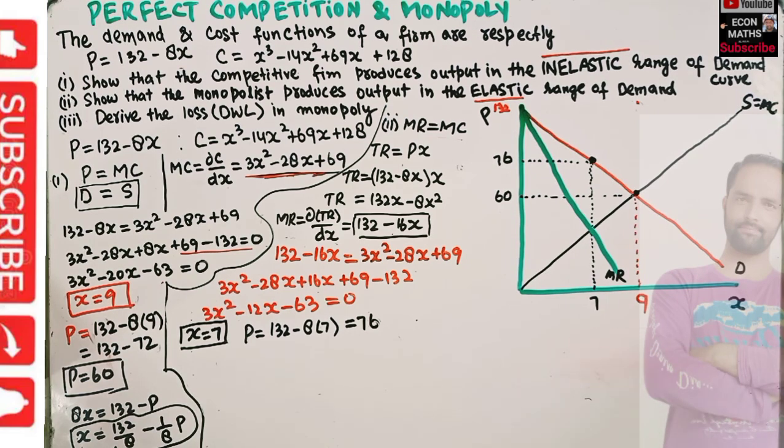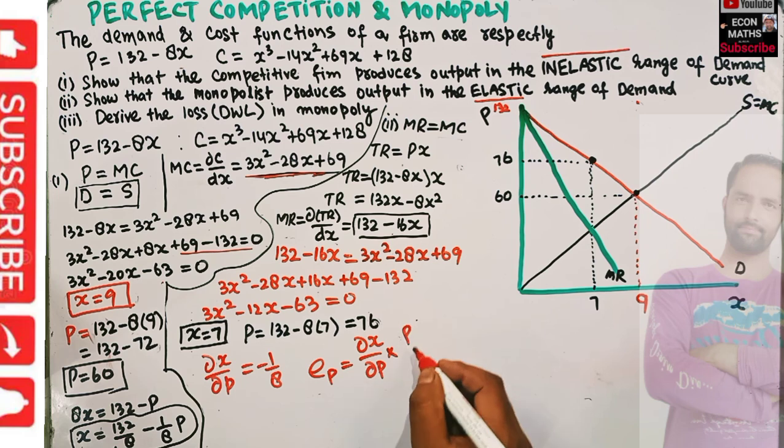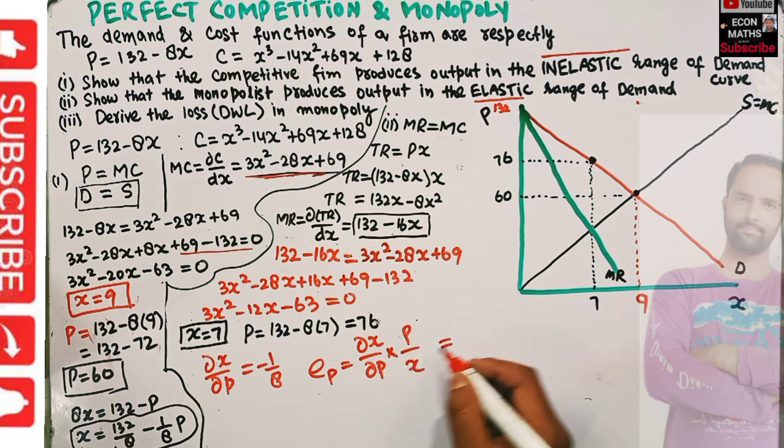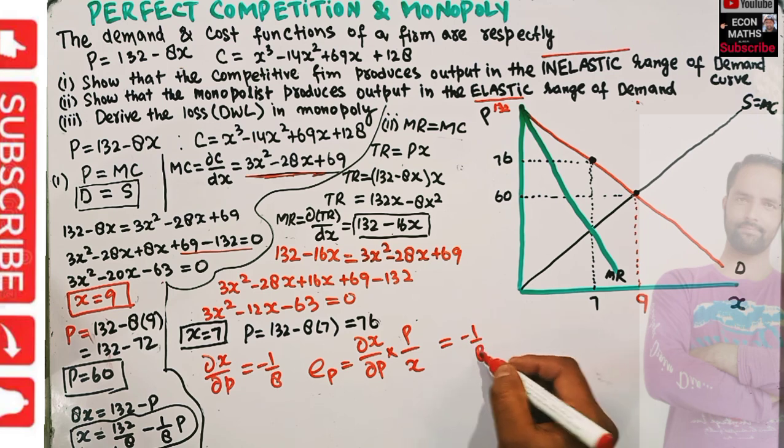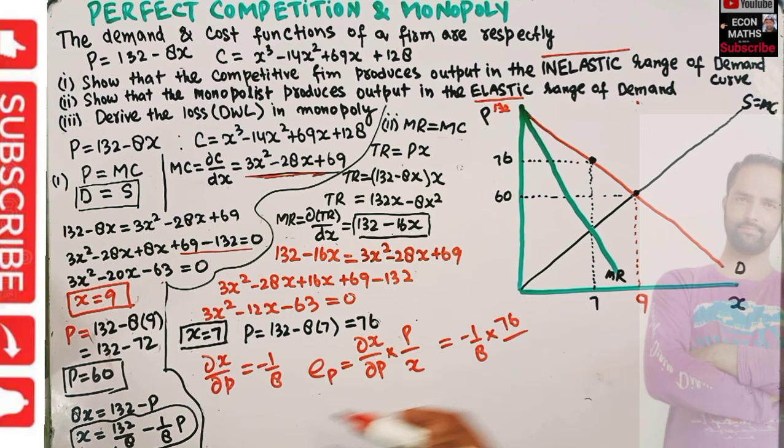So what is elasticity of demand? Let me write it here. We have calculated the demand function here in the first part. Now dx upon dp, we got here -1 upon 8. So elasticity of demand in case of monopoly is dx upon dp into equilibrium price upon output. So dx upon dp is -1 upon 8, and what is the price? In this case we have 76, and the output is 7.